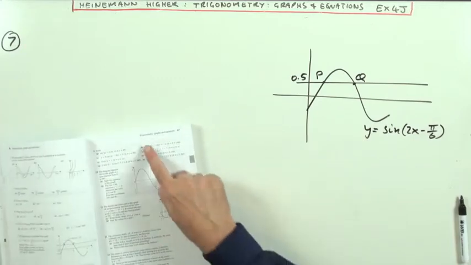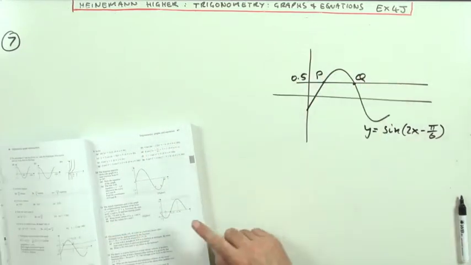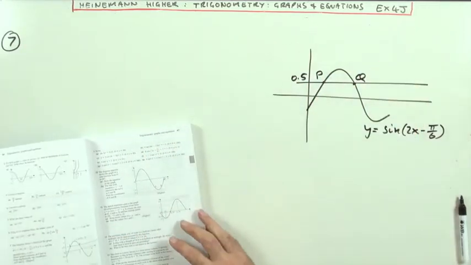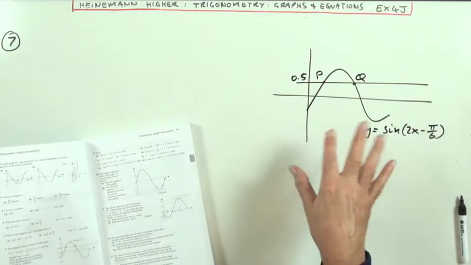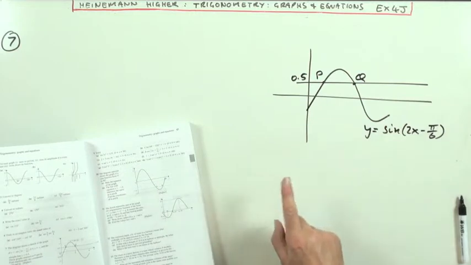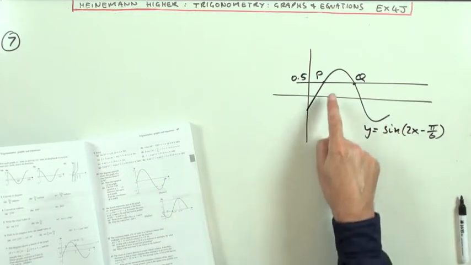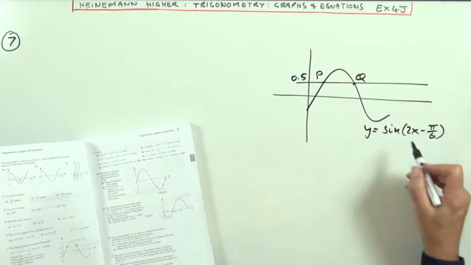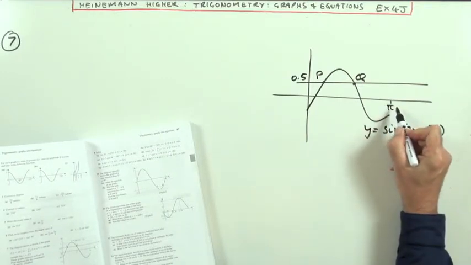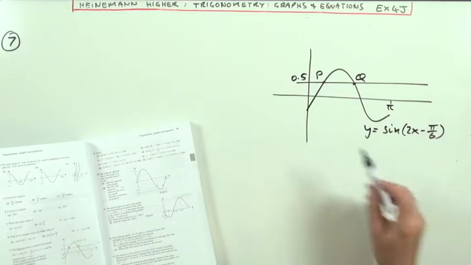Heinemann Higher, Chapter 4, Trigonometry, Graphs and Equations, mixed exercise at the end, exercise 4 dry. Number 7, a previous higher question gives you this information and you have to find algebraically the coordinates of P and Q. Well, this is a graph, I should have said, that only goes up as far as pi. So it's all in radians, to boot.